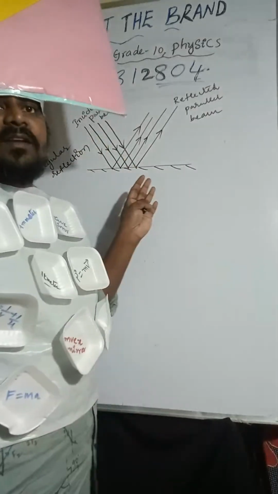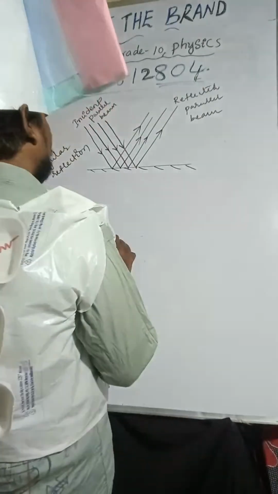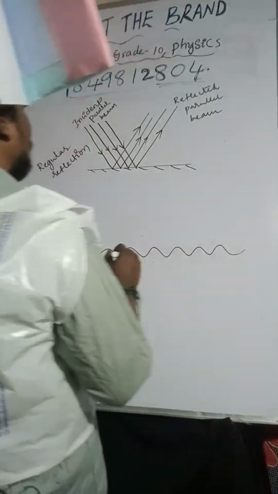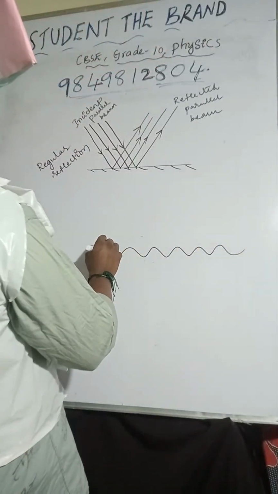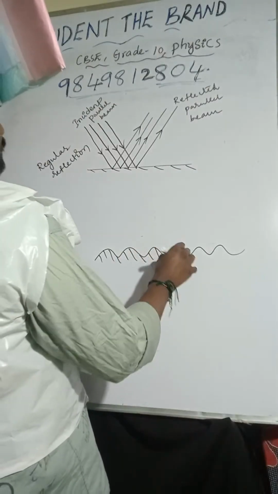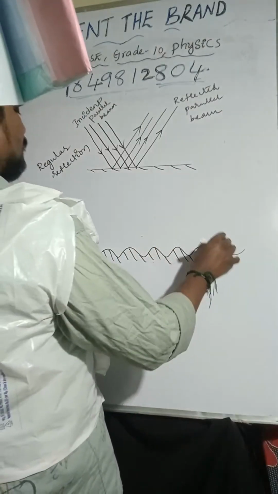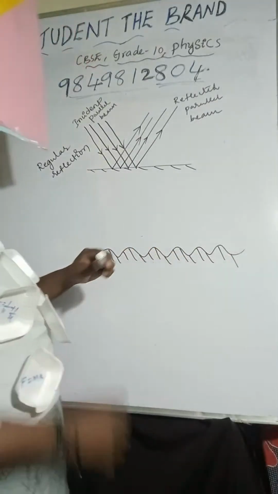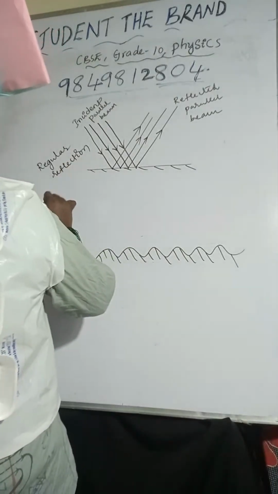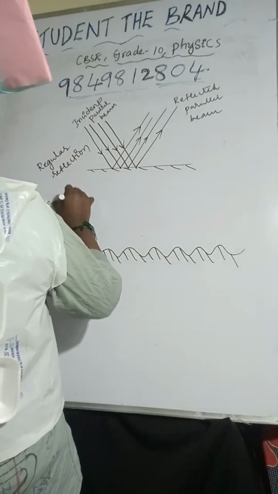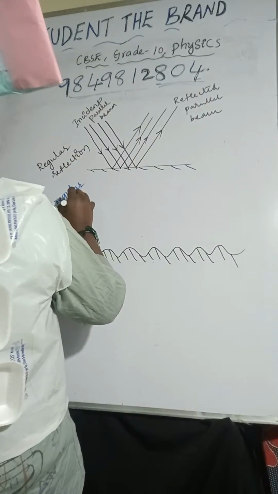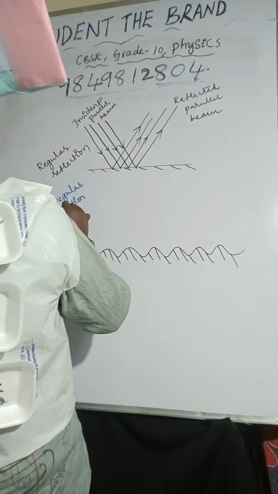Coming to irregular reflection, or diffused reflection.